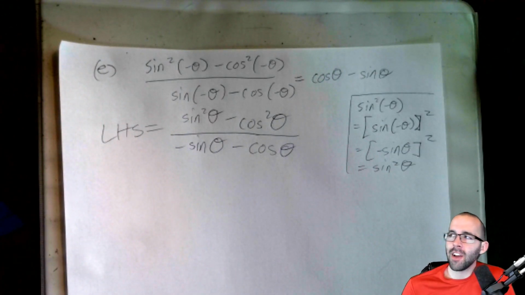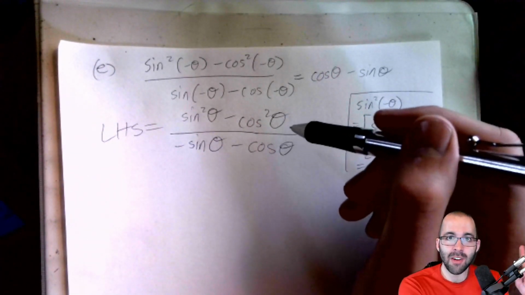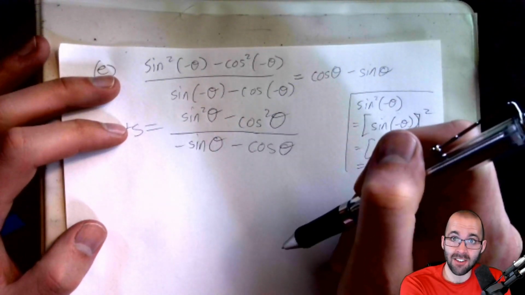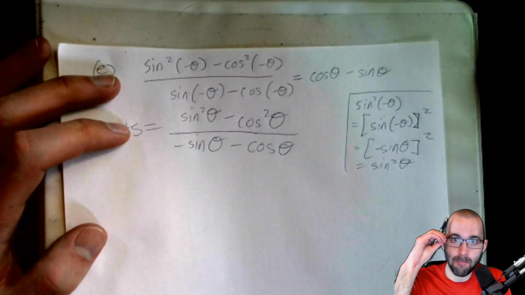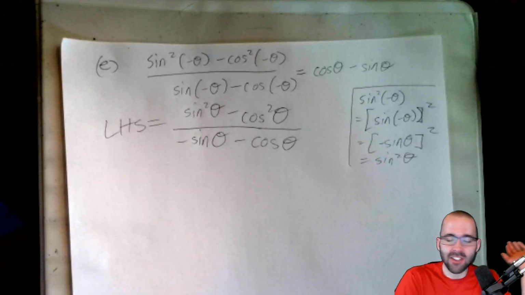And again, you might think, oh, we got sine over sine, that cancels. Cosine over cosine, no. Remember your algebra. You can't cancel the numerator and denominator unless things are factored. All right? So we need to factor. No cancellation without factoring.